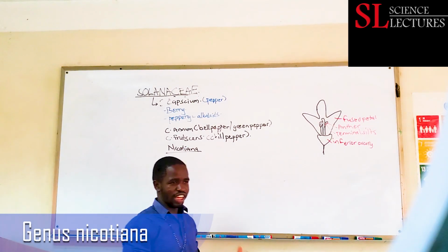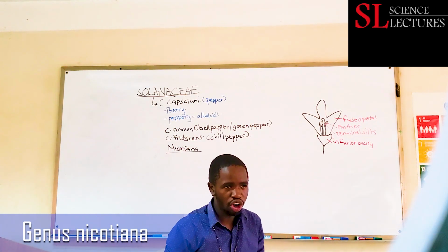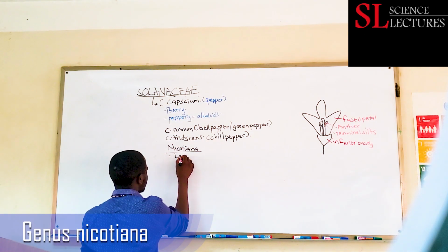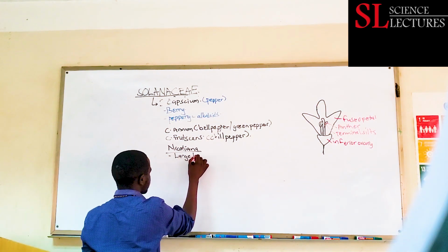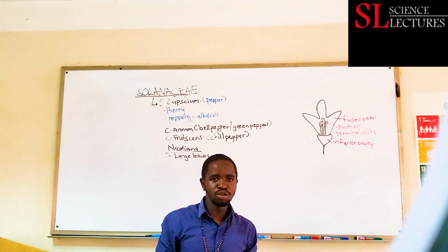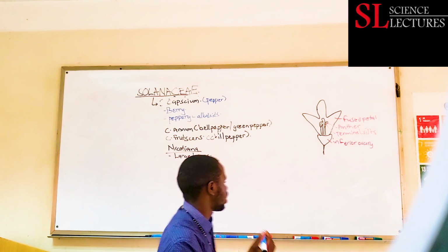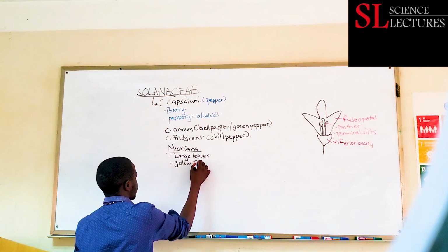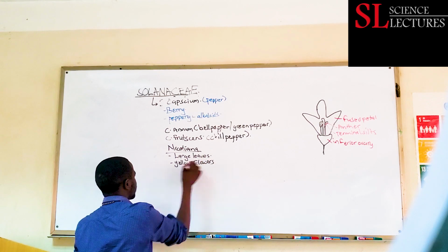Definitely, you have already guessed. We are going to talk about nicotine. Members here tend to have large leaves. For those of you that have seen a tobacco leaf, you can bear witness the leaf is very large. Then they also tend to have yellow flowers.